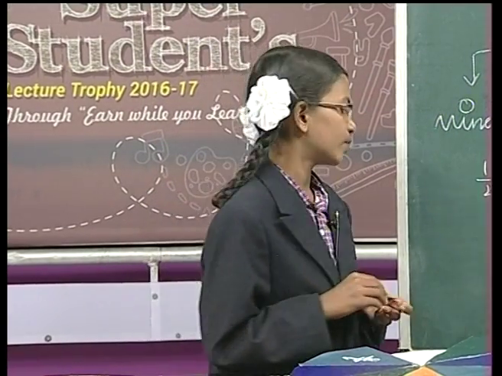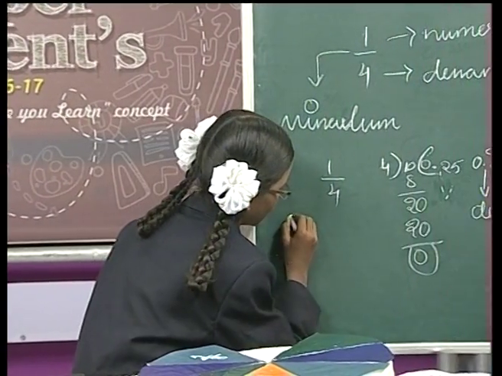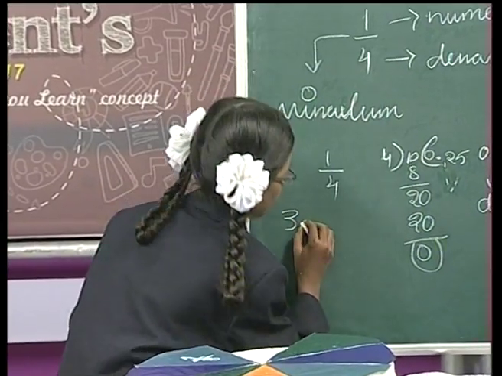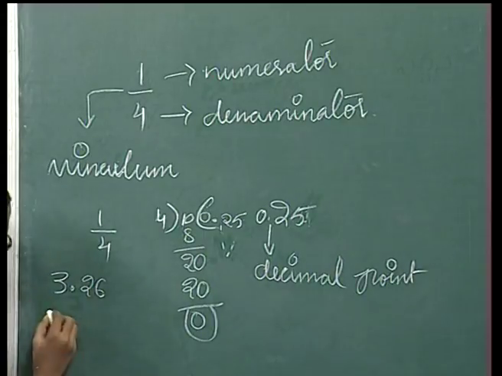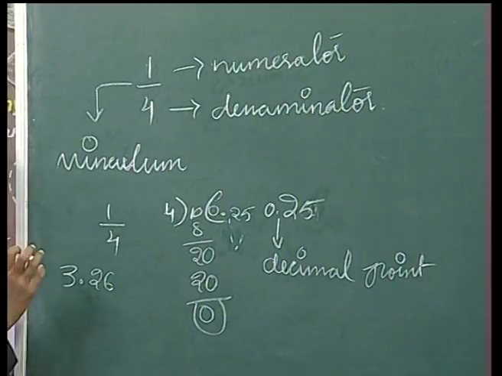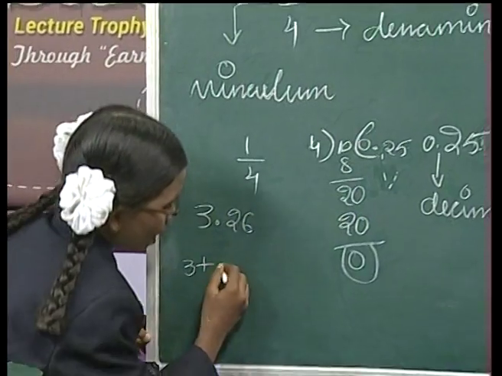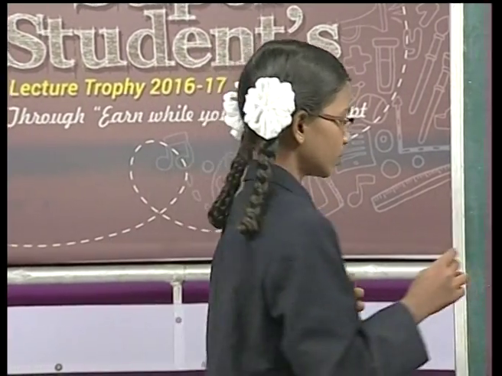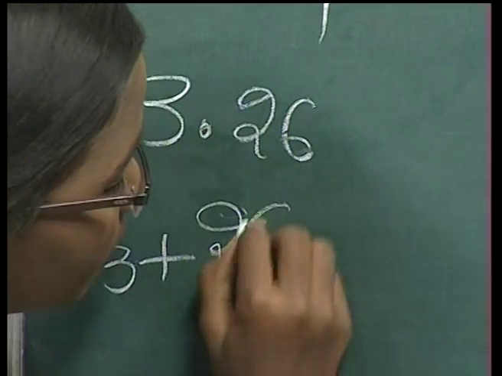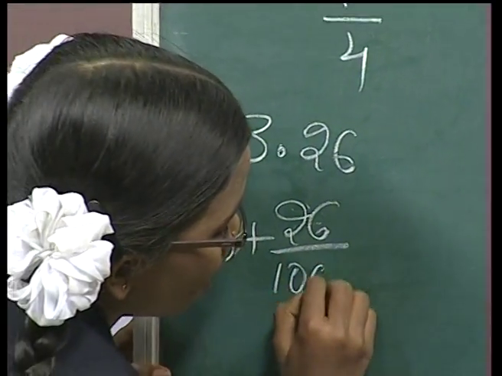Friends, again we take one more example. For example 3.26. Friends, just we can write it 3 plus, and friends, after decimal point how many numbers are there? Yes, 2 numbers. That number is reduced 100. So we can write it as 26 by 100. Friends, this is called how to convert a decimal into fraction.